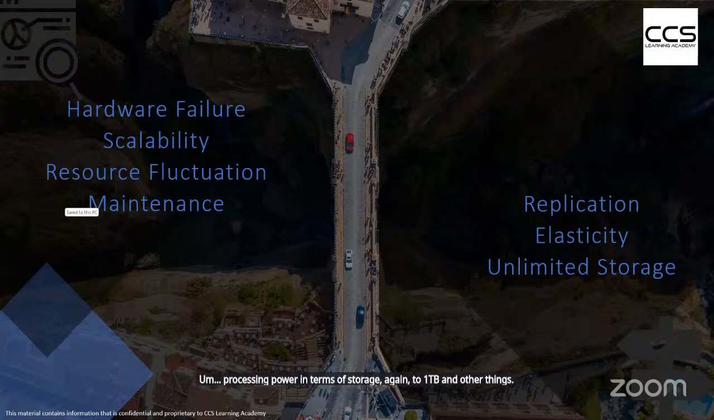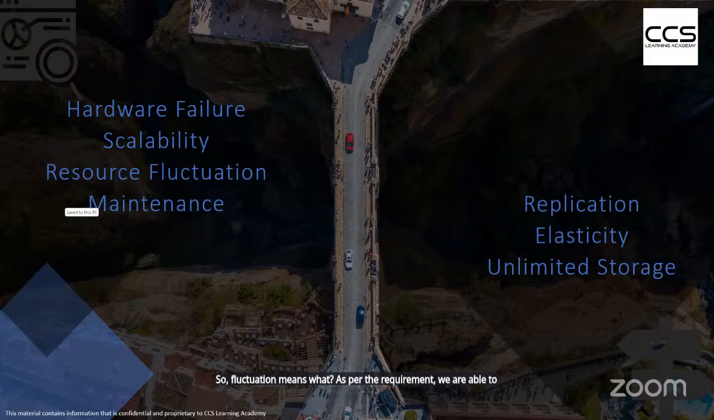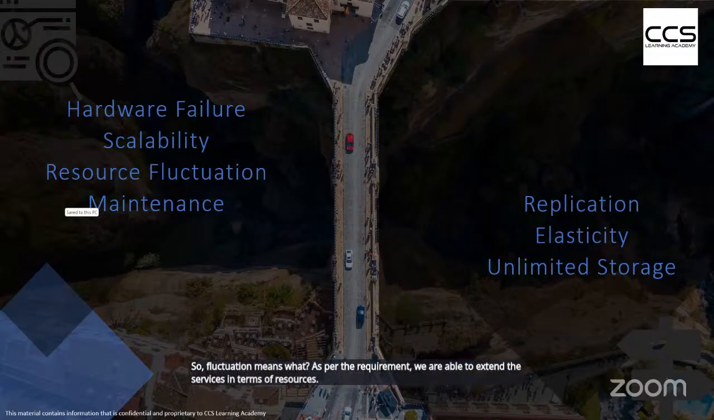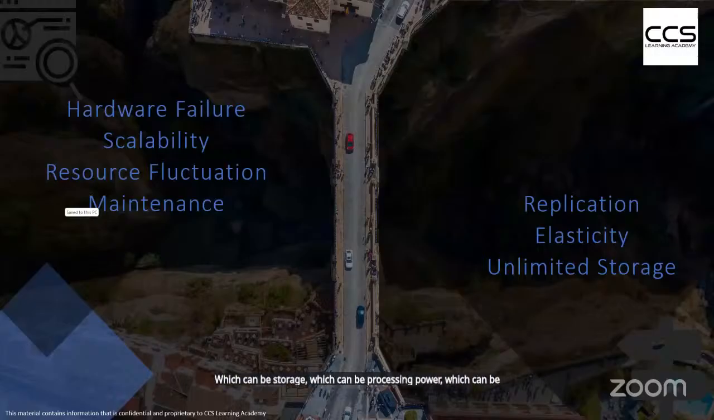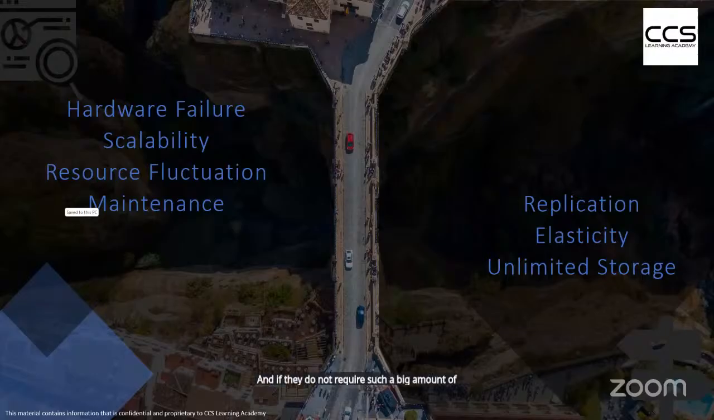So that is what, guys, it is called: fluctuation. So fluctuation means what? As per our requirement, we are able to extend the services in terms of resources, which can be storage, processing power, RAM, or something else. And if they do not require such a big amount of compute power, they can reduce it. This is called what, guys? Resource fluctuation, right?